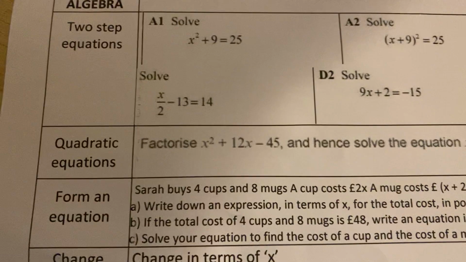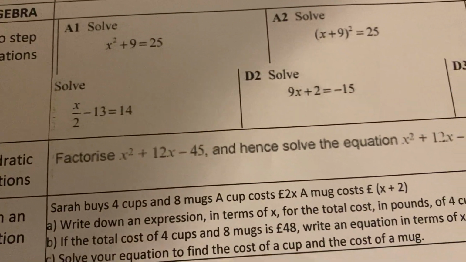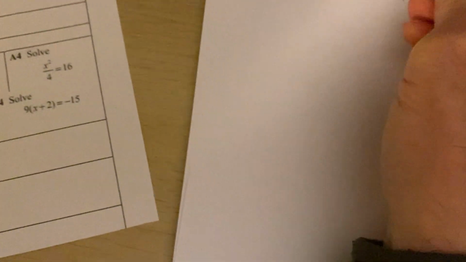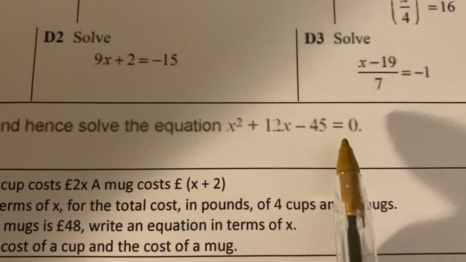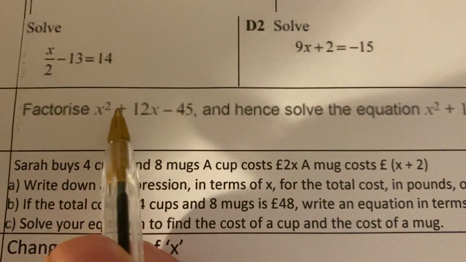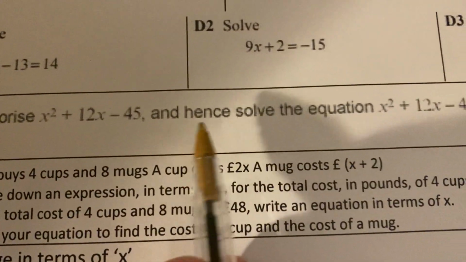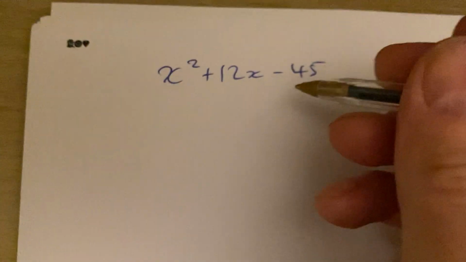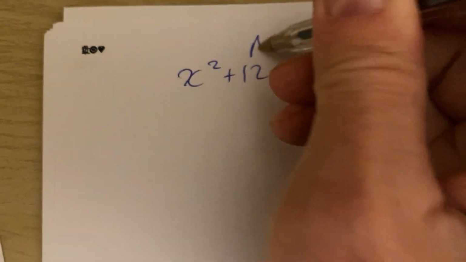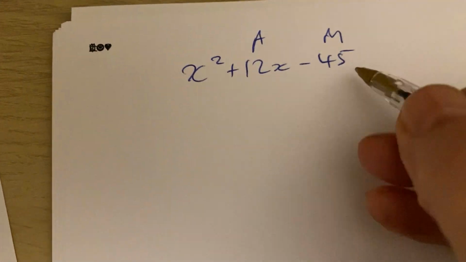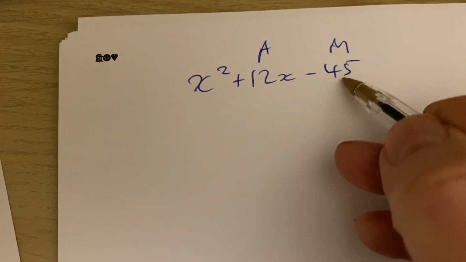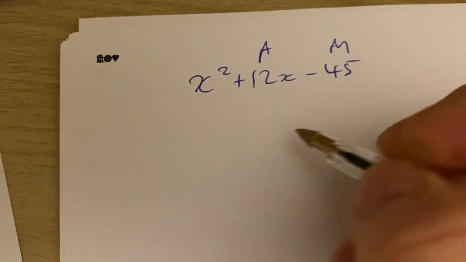So factorise x squared plus 12x minus 45, and hence find the solutions where it equals 0. It's the same thing. Obviously I'm going to factorise it and then I can solve it. So factorise this one, I'm going to put the x there, the x there, two numbers that multiply to make 45 that add to make 12.